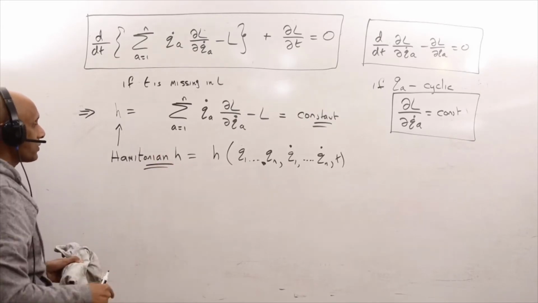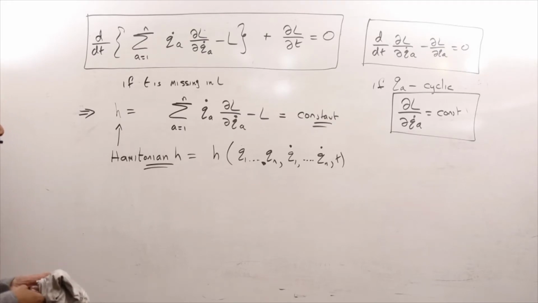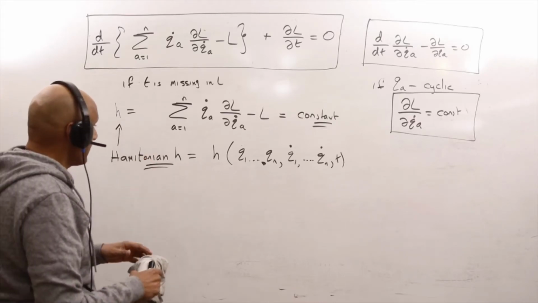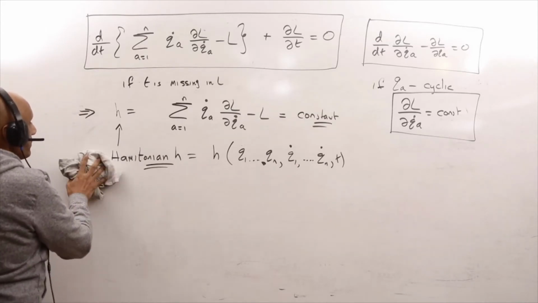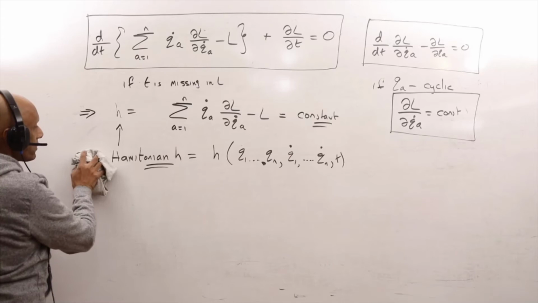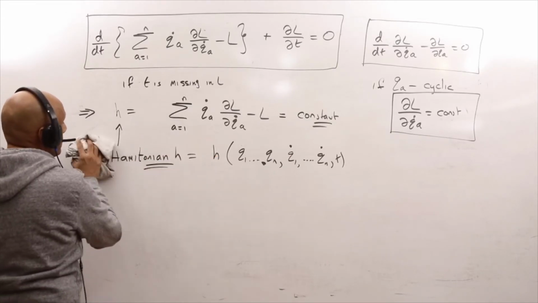The uppercase H I'm going to refer to as a function of generalized coordinates and generalized momenta, which we haven't discussed thus far. We're going to get there in a sec. But let me give an example so we can understand what this means. So this is called the Hamiltonian h function, the lowercase h, not the uppercase H.